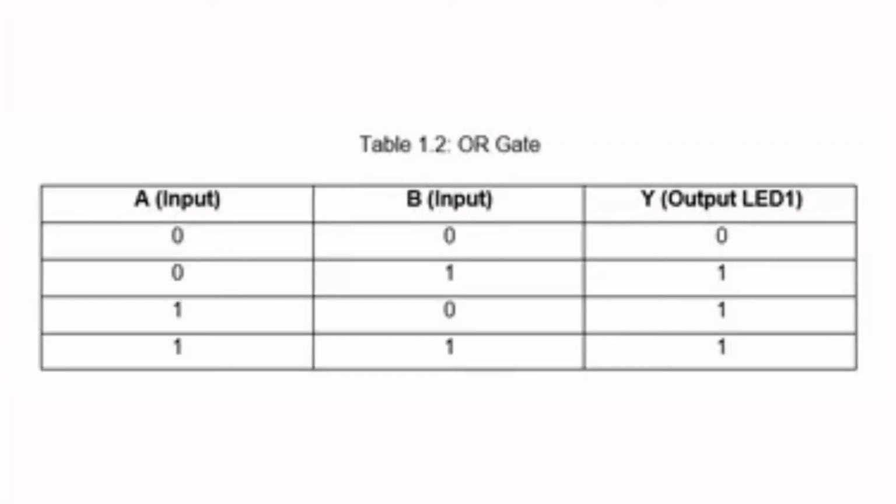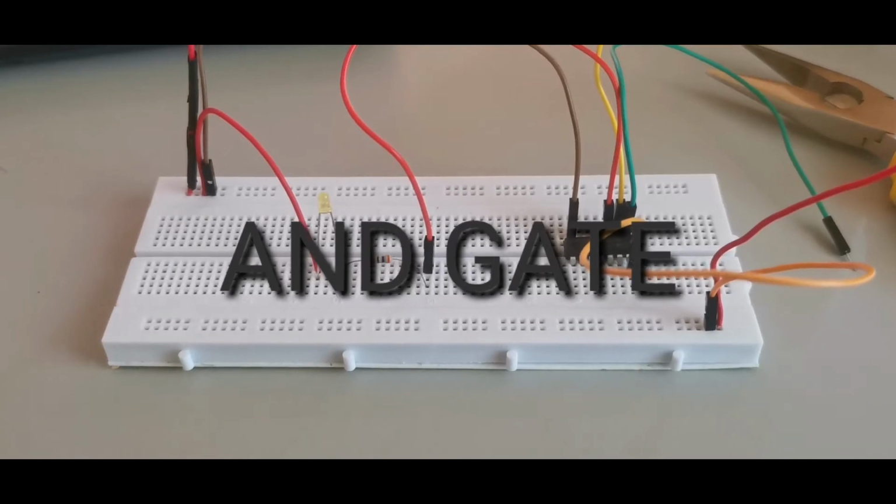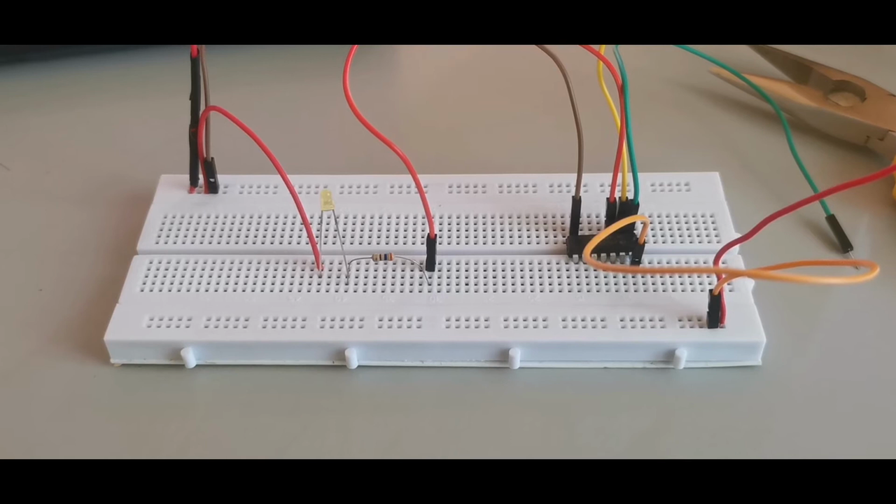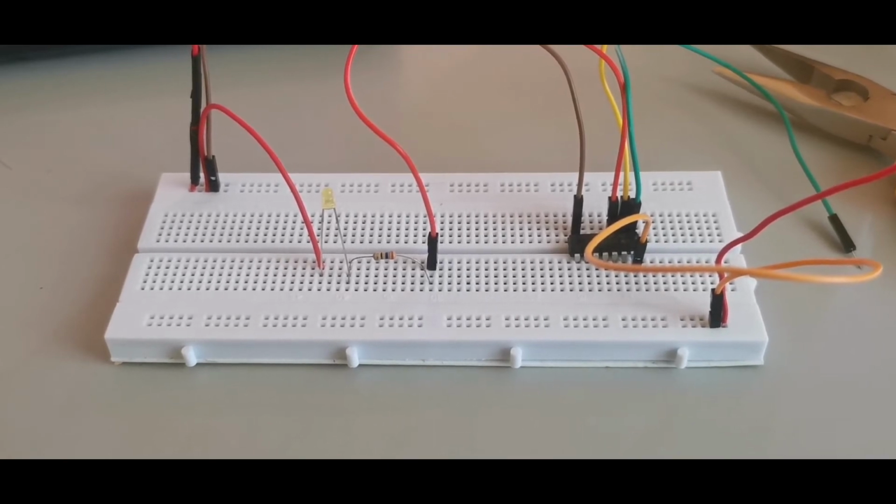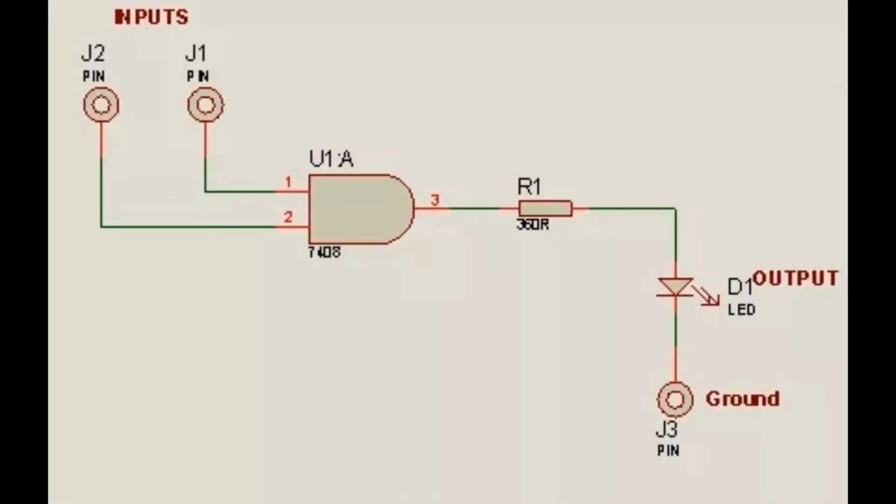The output of an OR gate is true when one or more inputs are true. If all the inputs are false or 0, the output will be false. Examining the basic operation of the 7408 AND gate. For the third part, we will follow this diagram to construct the circuit for the AND gate.